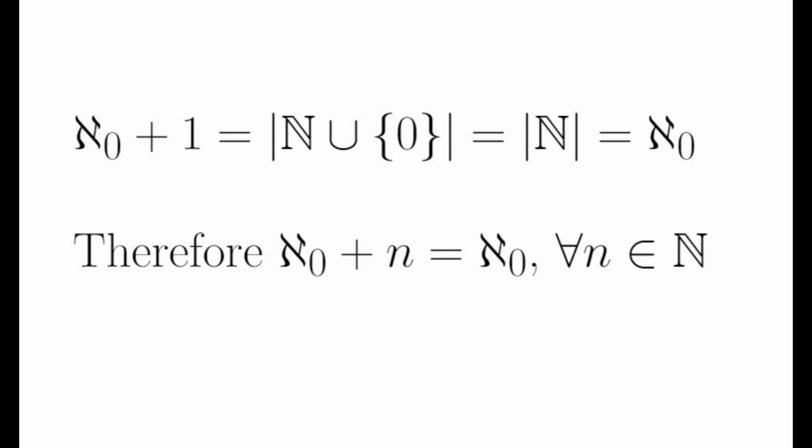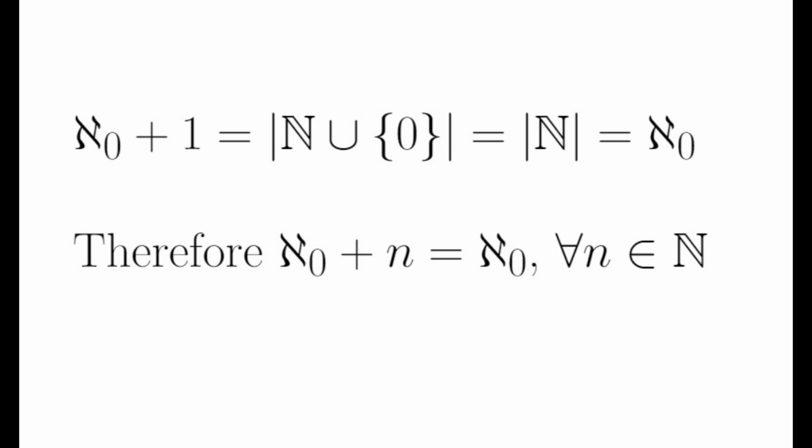Let's take a look at some examples of sums involving transfinite numbers. Aleph null plus 1. Now I can use our definition in the strict sense, or I can use any two sets for my A and B that I know for sure have no intersection. And to make things easier, that's what I'm going to do. To compute aleph null plus 1, note that N is a set of size aleph null, and {0} is a set of size 1. Therefore, aleph null plus 1 is equal to the cardinality of N with 0 included.